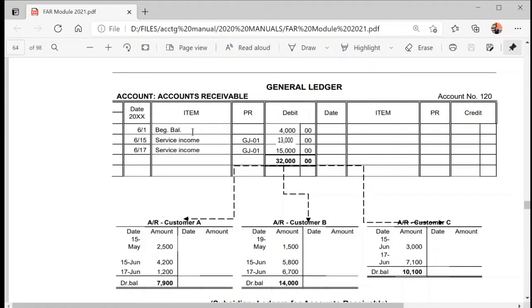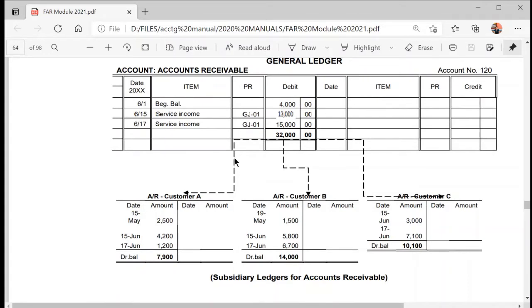So we have service income for June 15 and another service income for June 17. Why is service income our description here? Because the transaction of the accounts receivable came from the provision of services. In its posting reference, you can find here GJ01, which means that the same transaction can also be found in the General Journal 1.